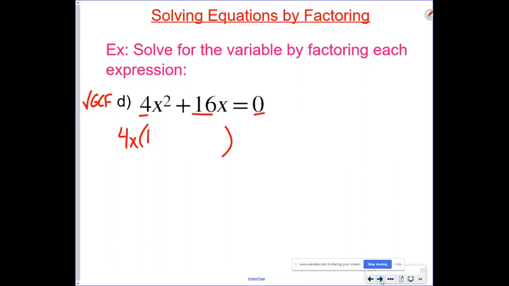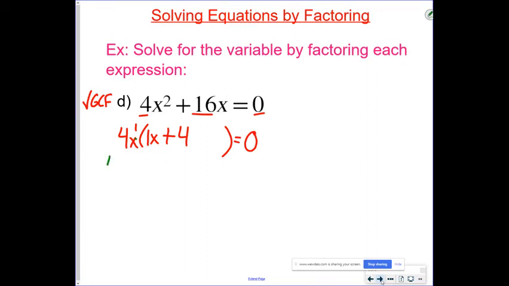4 divided by 4 is 1. X squared, pull out 1x, you're left with just an x. 16 divided by 4 is 4. Pull out an x, so I don't have an x there anymore. Still equals 0. Now that I factored, x plus 4, that can't be factored anymore.